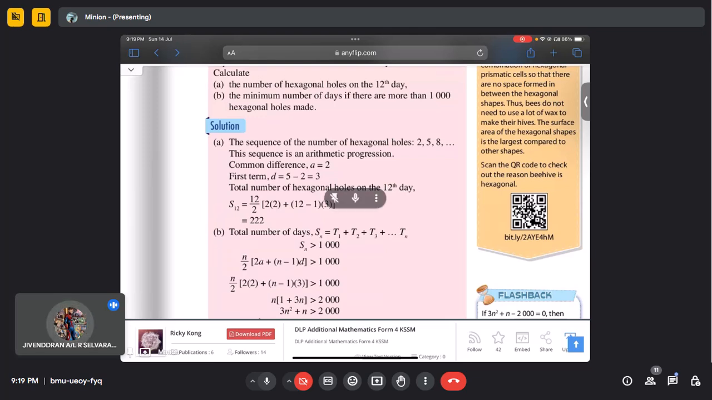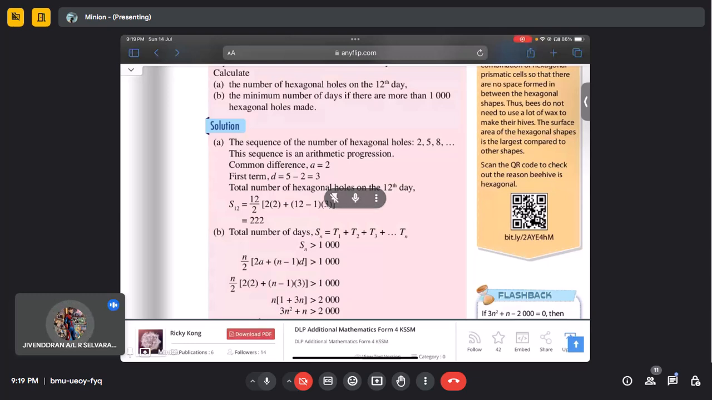Okay, so the total number of hexagonal holes on the 12th day is S12, and then n is 12, and we can substitute all the information into the formula. So 12 over 2, big bracket 2 in bracket 2 plus 12 minus 1, close bracket 3 and close bracket. You can type it in the calculator and you'll get 222. Okay. This question is quite okay. So let's go to the next question.